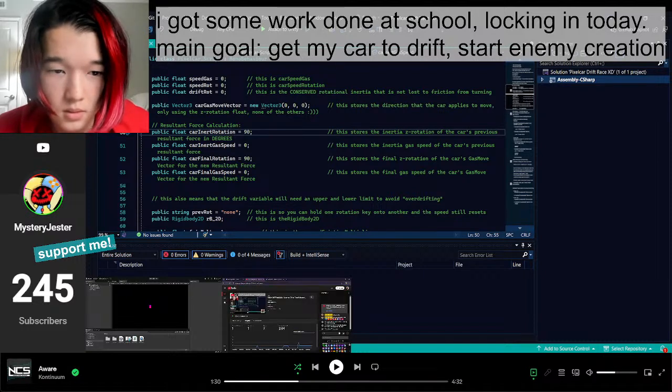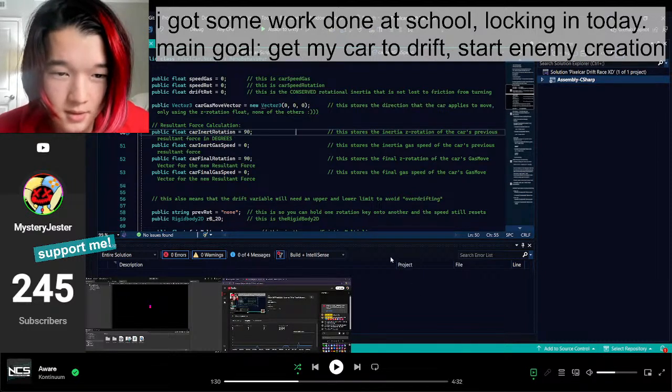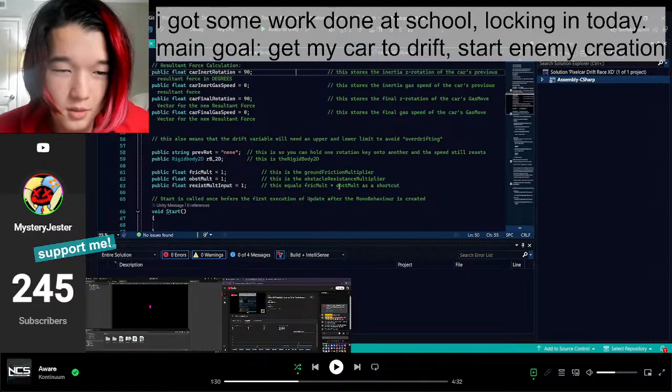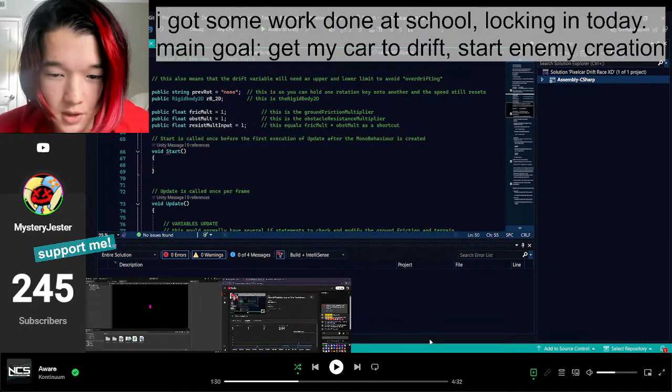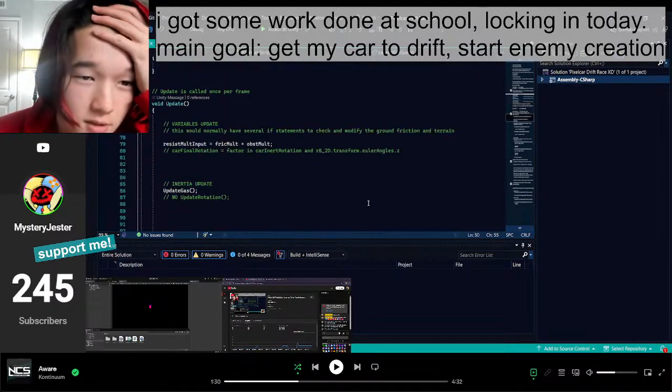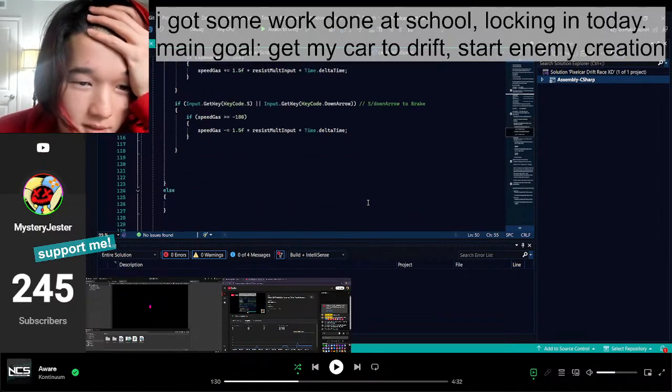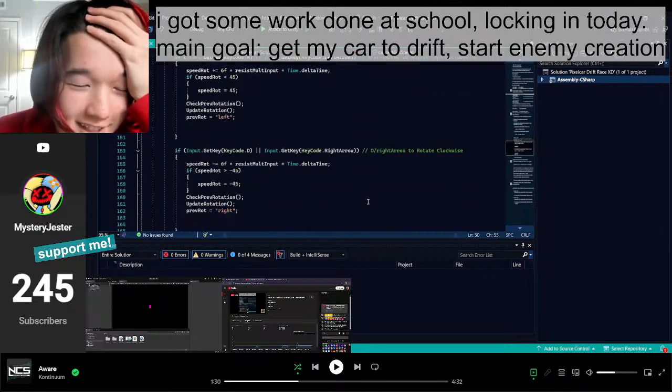I love resultant force calculations. Resultant force calculations are my jam. My game jam. I love resultant force calculations. Resultant force calculations are the best. Just kidding. They suck.